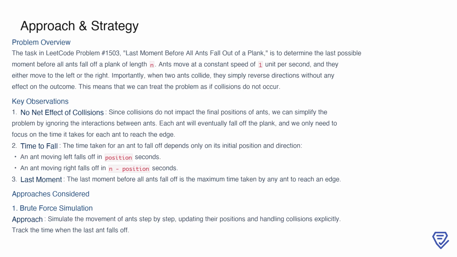With this simplification, the key is to determine the time it takes for each ant to reach the edge of the plank. For an ant moving to the left, the time it takes to fall off is equal to its initial position, while for an ant moving to the right, it will take n minus position seconds. Therefore, the last moment before all ants fall off is simply the maximum time taken by any ant to reach an edge. To solve this, we can consider two approaches: simulating their movements step by step, or leveraging the key insight that collisions are irrelevant to directly compute the result.